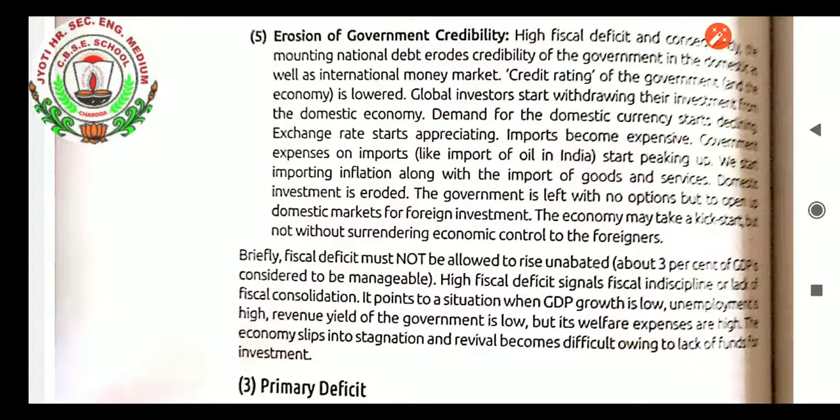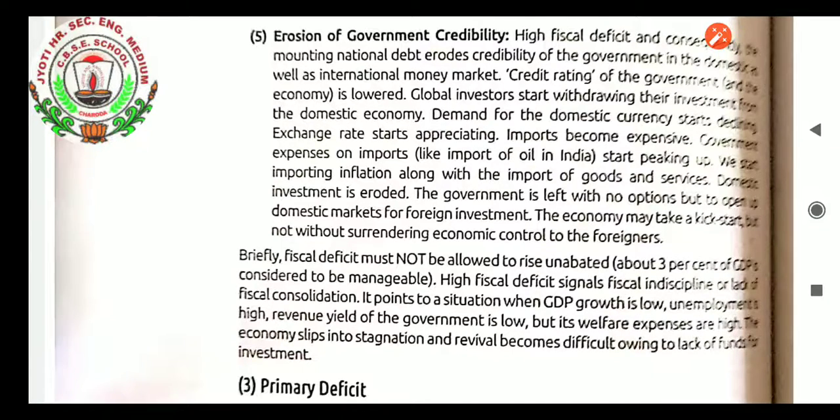The government will not be able to give credit facility to others like farmers and others. They will not be able to help them because they are themselves eroded in government credibility. Global investors start withdrawing their investment from the domestic economy. In a country where the government is taking loans and is indebted, definitely no investor from a foreign country will like to invest in our country. Our domestic investment will be only in our country. Foreigners will not like to do any business or investment in our country.